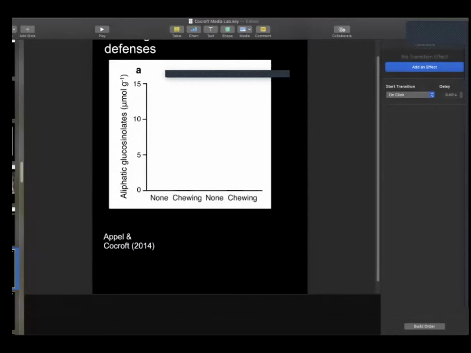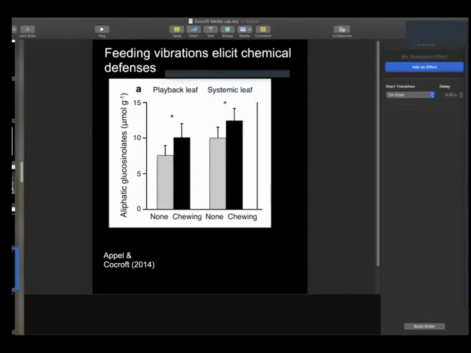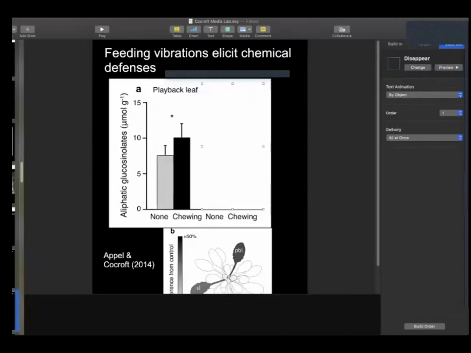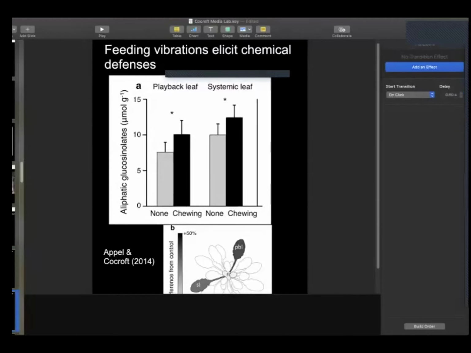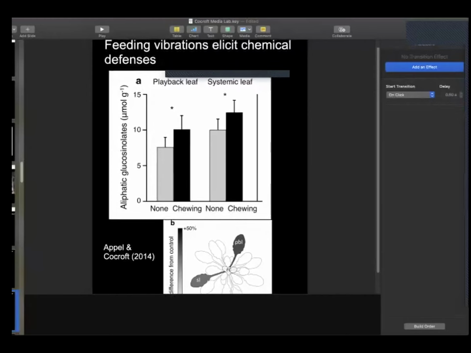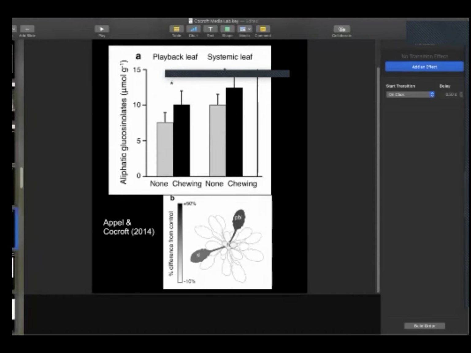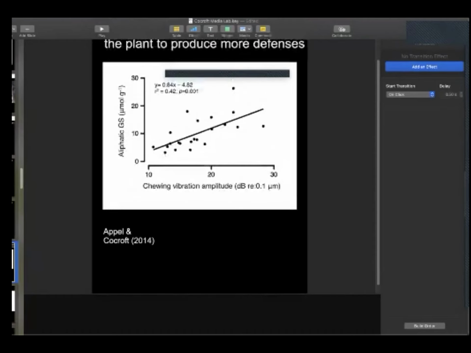And as a function of the control treatment versus the plants that have been exposed to feeding vibrations, in both the leaf that we played back to and a leaf on the opposite side of the plant, we saw an increase once the plants were challenged with herbivory. They seemed to really be reacting to these feeding vibrations. Not only that, but the higher the amplitude of those vibrations, the stronger the chemical response.